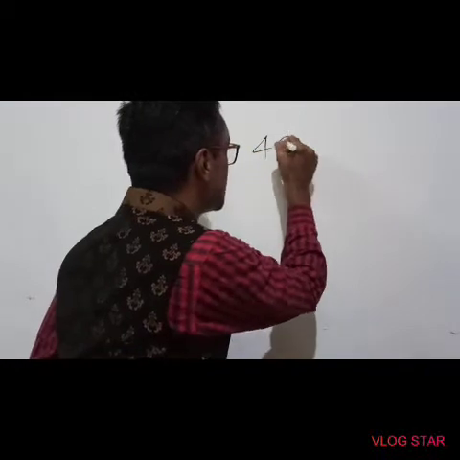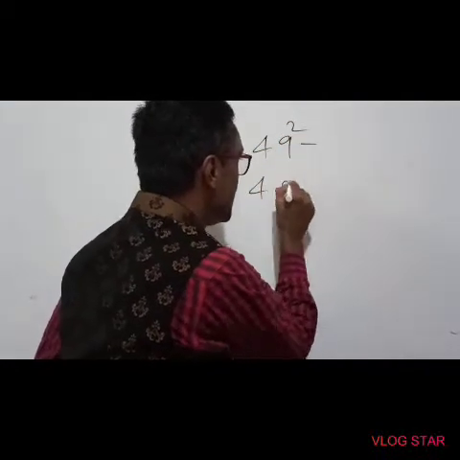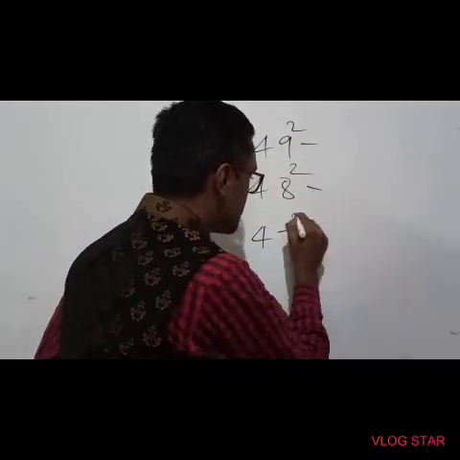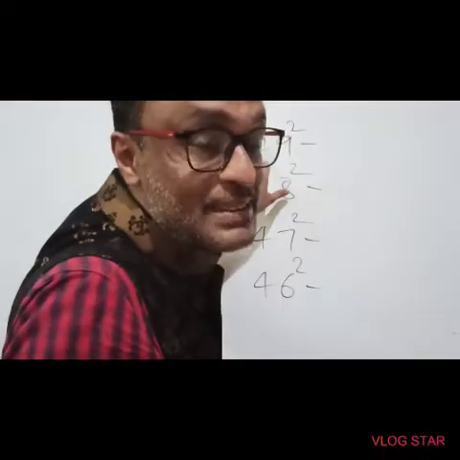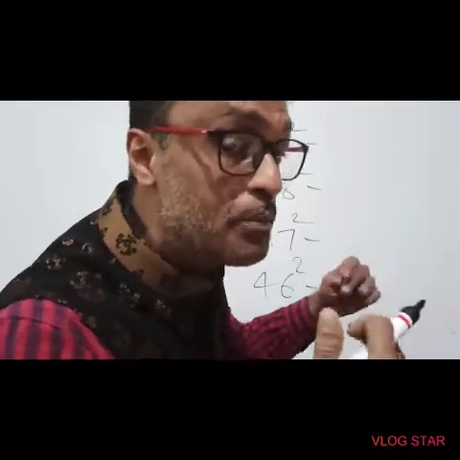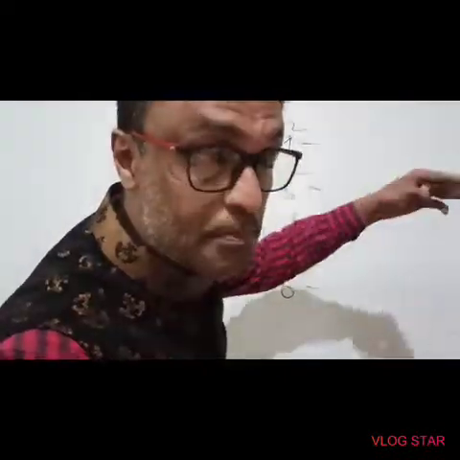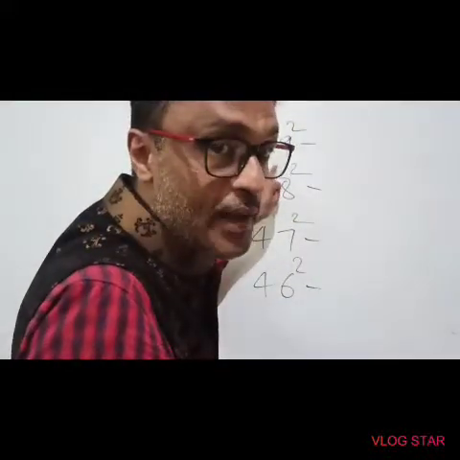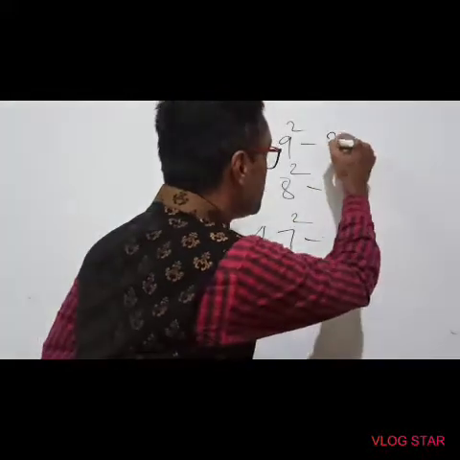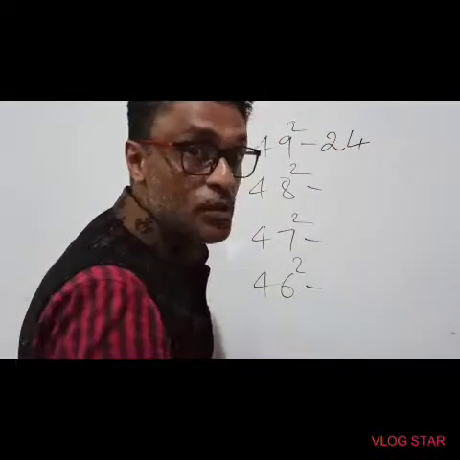If the number is below 50: 49 square, 48 square, 47 square, 46 square. Now this number is below 50. What do you have to do? You have to subtract 25. Previously plus 25, now you minus 25. 49 minus 25 is how much? 24.